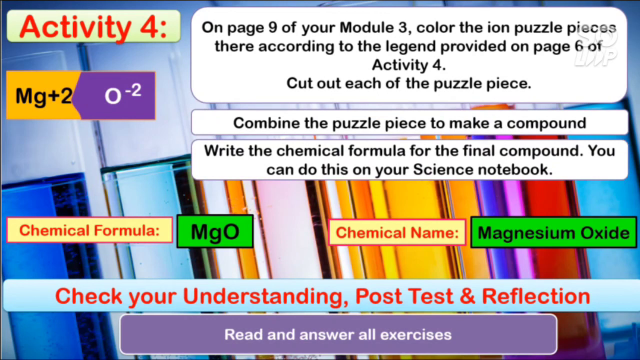So I hope this lesson helped you to understand chemical bonding, specifically ionic bonding. Next time, we are going to talk about the other bonding, which is the covalent. But for now, complete your module number 3, and I hope you've gained something today and you can apply it in answering your module number 3.